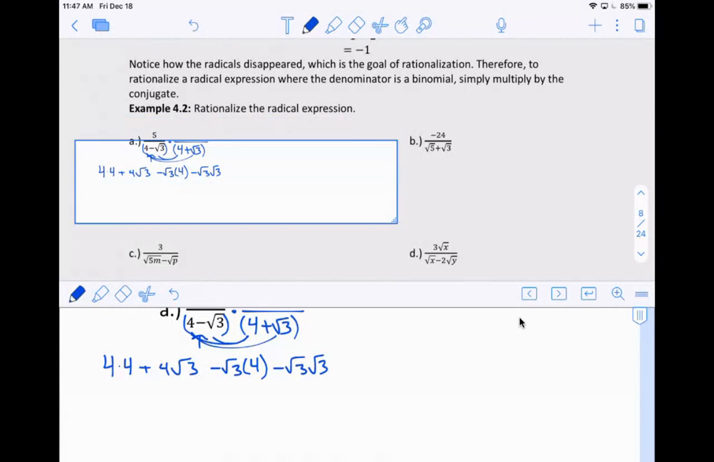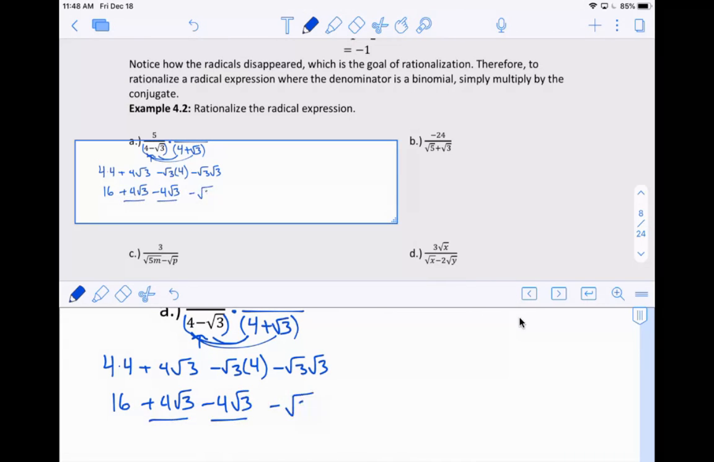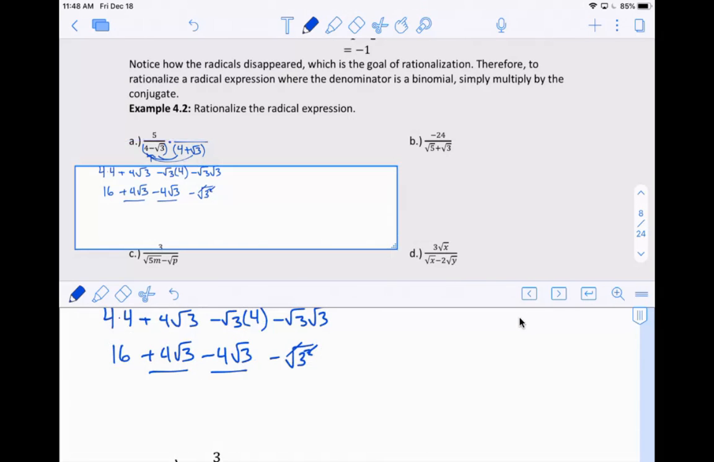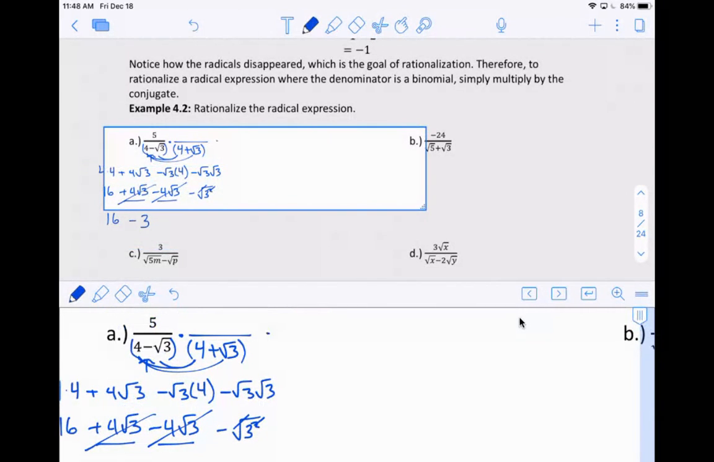And you see a lot of the same stuff, right? We get 16 here, a whole number, plus 4 root 3, still got a radical, but look at that matching opposite one. That might be helpful. And then root 3 squared, we get a whole 3. So I have 16, cancel, cancel, minus 3. My denominator is now 13. A whole 13. It's been rationalized.